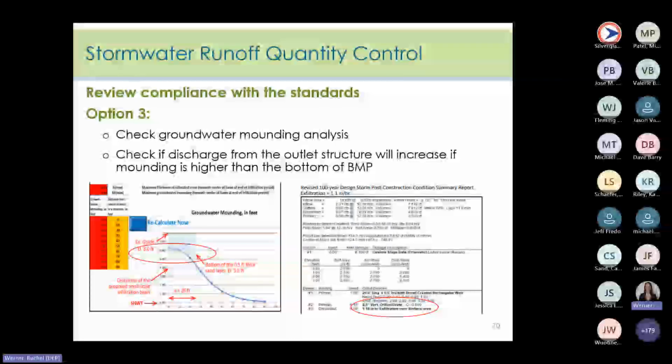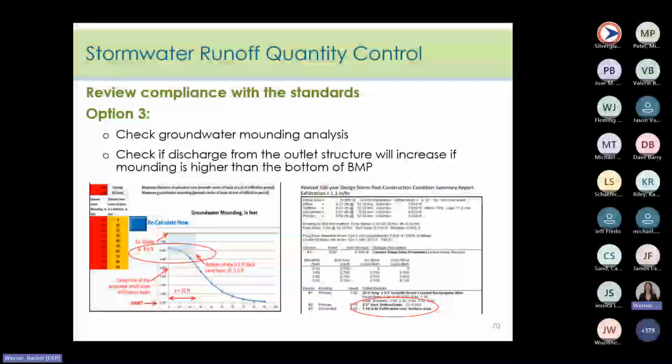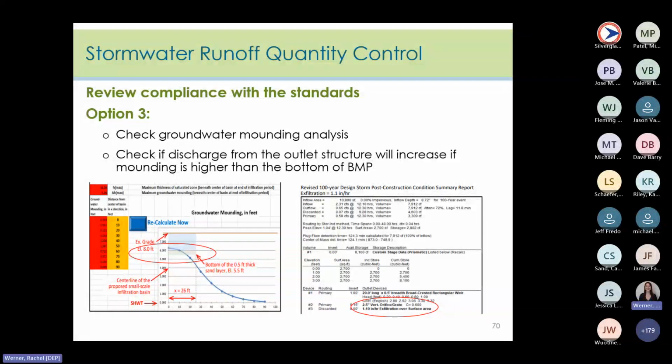It's important to remember that if any of the BMPs will infiltrate runoff into the subsoil, a groundwater mounding analysis is required to determine the impacts on the groundwater and adjacent structures. Therefore, if the design engineer is proposing an infiltration BMP, but has not provided a groundwater mounding analysis, the reviewer shall ask the design engineer to provide it.